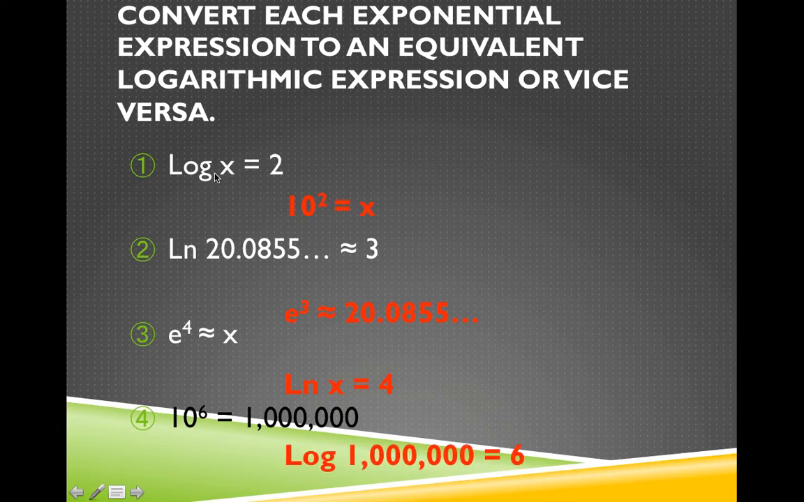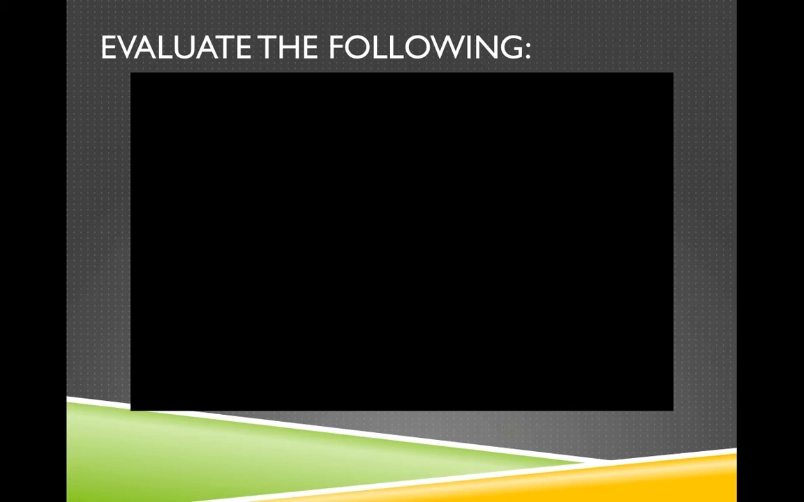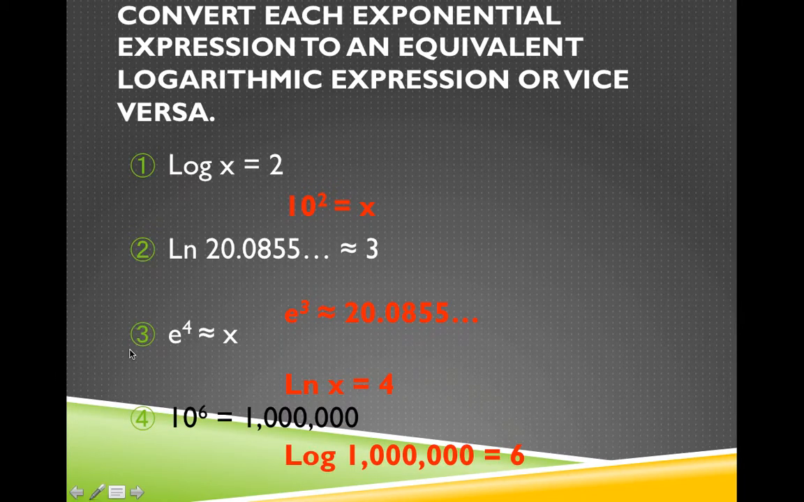So this one is 10 squared equals x. This one is e to the third equals about 20.0855. Oops, I'm sorry. I went too far too fast. This one is the natural log of x is equal to 4. No e is necessary here because we used ln. And this one is log of 1 million equals 6. No 10 is necessary here because we used the common log, log.